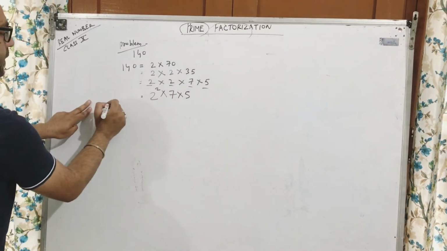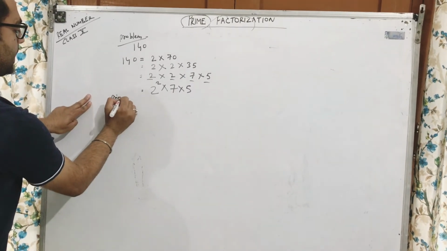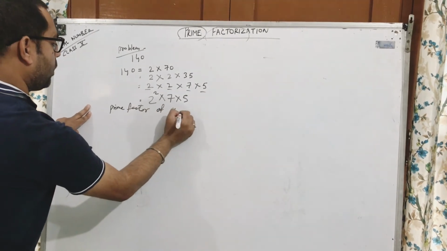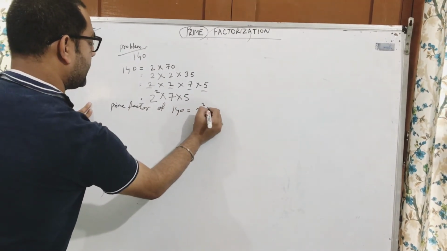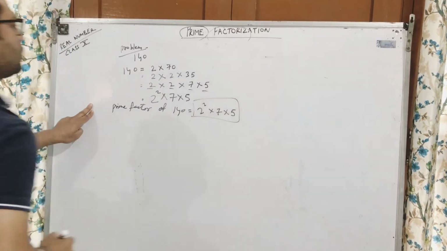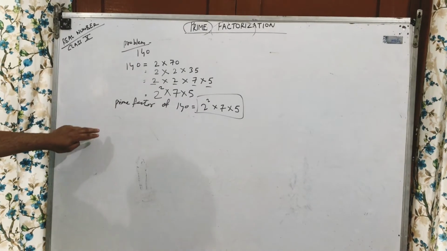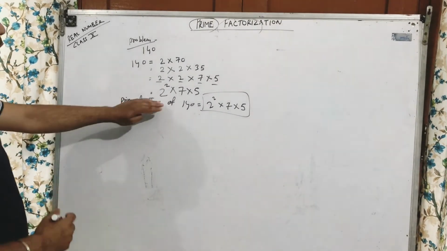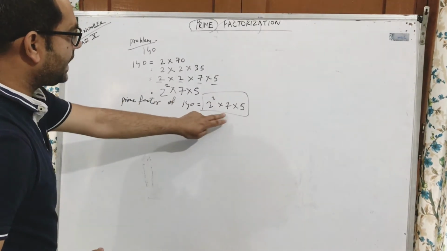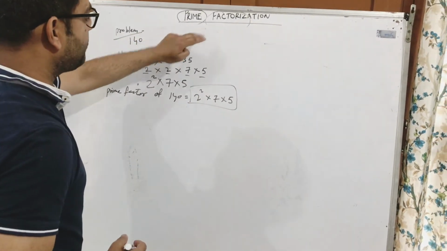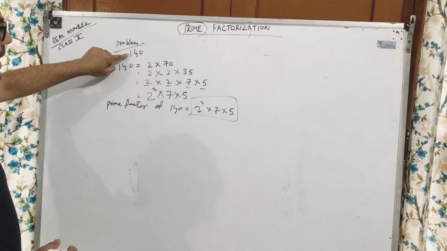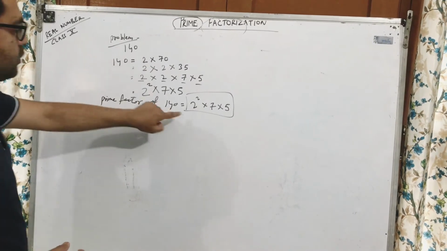So the prime factorization of 140 can be written in this form as well: 2 to the power 2, that is 2 square because there are two 2's, then into 7 into 5. You can mention that the prime factors of 140 equal 2 square into 7 into 5. So this is the solution. This is very simple. Now you can see that 2 is a prime number, 7 is a prime number, 5 is a prime number, so all the factors are prime. That's the reason this is prime factorization. We have to keep dividing the number until we get prime factors.